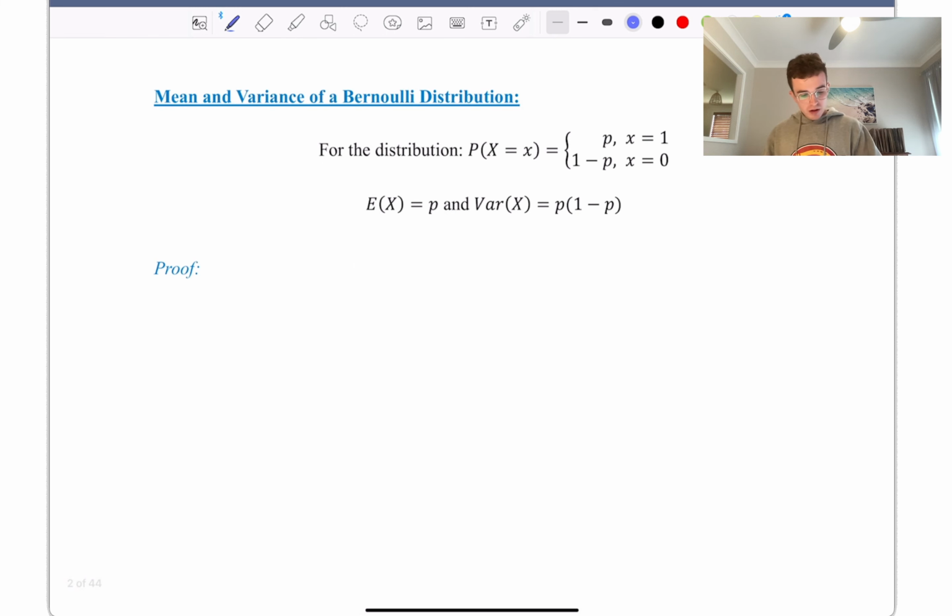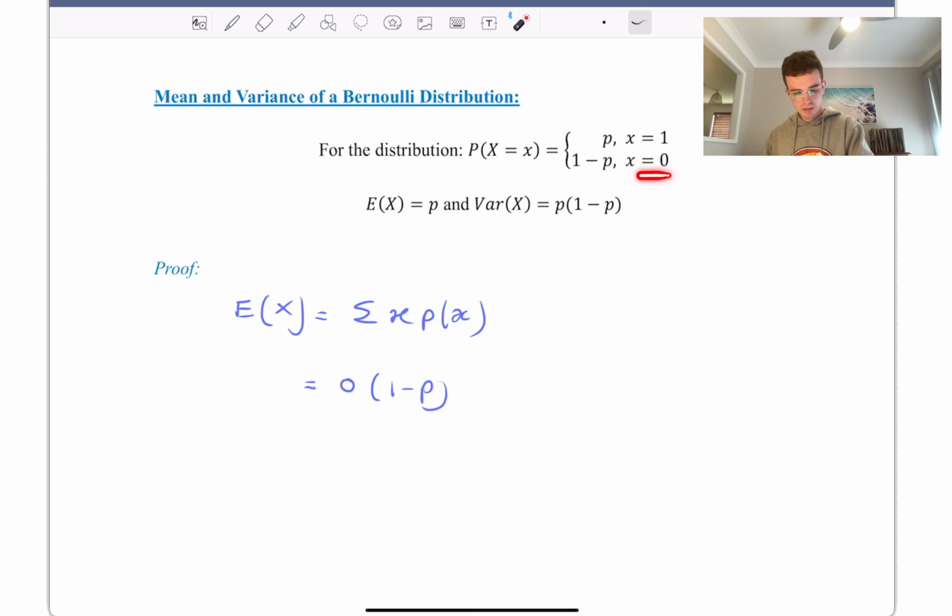So we know that the expected value, which is another name for mean, is equal to the sum of x times p of x, if the distribution was called p of x. And the sum of x p of x is going to equal, well, if we have a look at our distribution, 0 times 1 minus p, plus 1 times p. So the expected value, the mean, the average, is p.